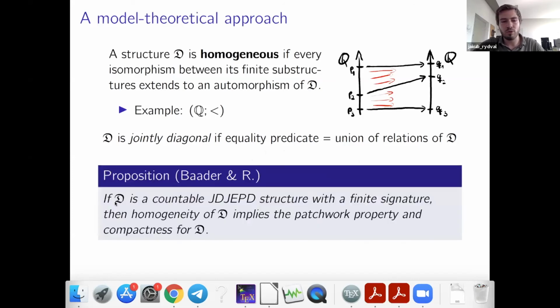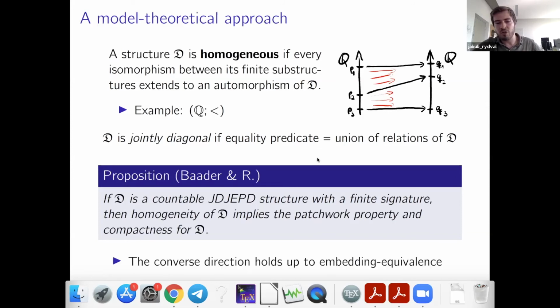Okay, so what we've shown is that if D is a countable structure that is jointly diagonal, jointly exhaustive, and pairwise disjoint, and the structure also has a finite signature, then the homogeneity of D implies the patchwork property and the compactness for D. So for homogeneous structures, which already cover the Allen interval algebra, the RCC, and also the rational numbers, we get patchwork property and compactness just from homogeneity.